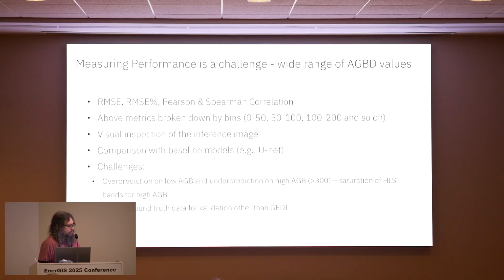That's in tons per hectare is the unit. And depending on the bins, the accuracy is quite different. For example, anywhere from 50 to 200 is our best accuracy.